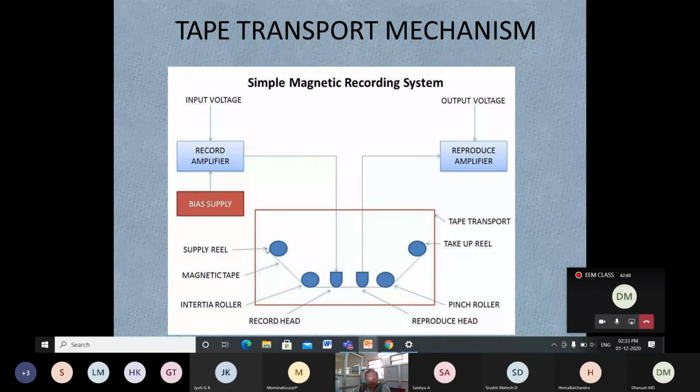And there is a supply reel. It starts moving. Magnetic tape, supply reel, magnetic tape, interior roller, it's connected. Then again it comes down and changes position, going on changing, recording the information like this, or if you are listening, it rotates in the reverse fashion. Then the reproduce head, pinch roller, take up reel, and tape transport. This whole construction is there.